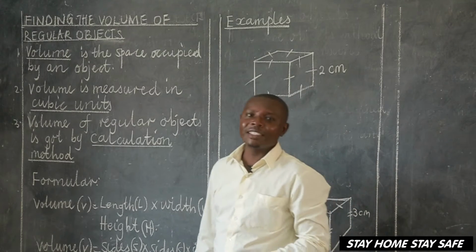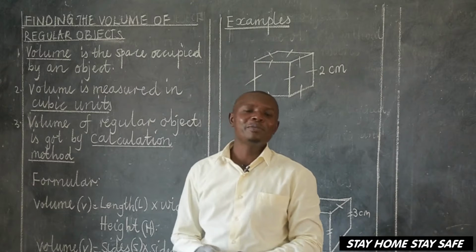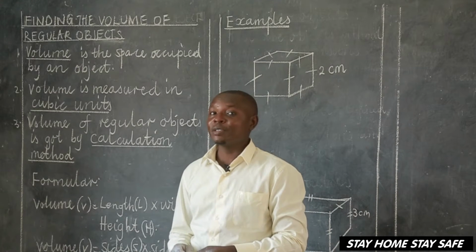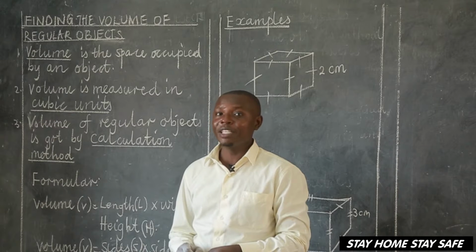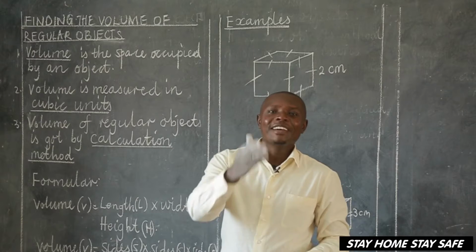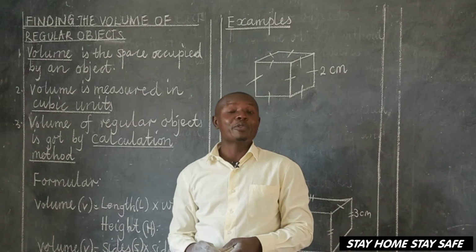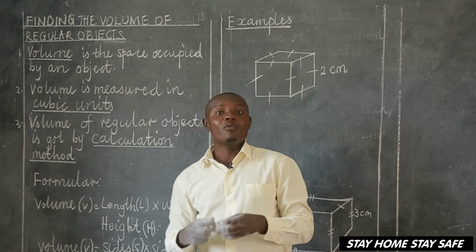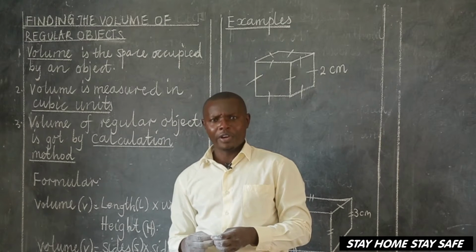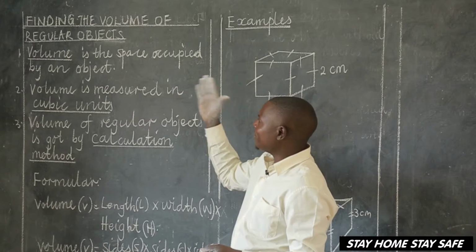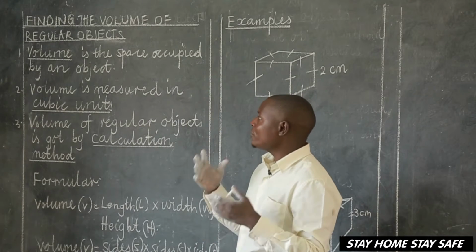Somebody to remind us on what regular objects are. What are regular objects? Okay. Regular objects are objects with proper dimension or objects that have a well-defined shape. Now, today we are looking at finding the volume of regular objects. What do we need to know?